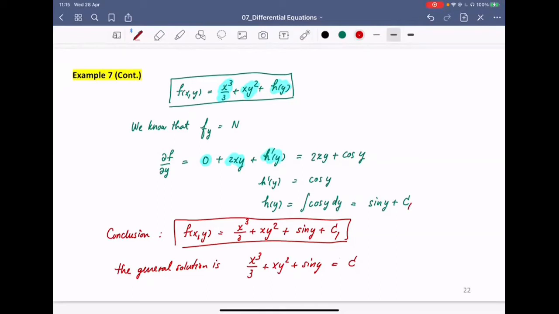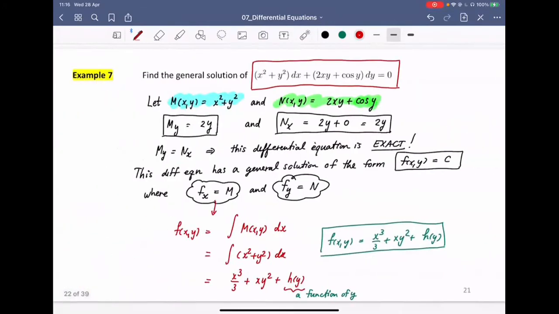This is how we solve the exact differential equation. By looking at this example, you can see that when you start the problem, you should first check if the differential equation is exact. Once you check that it is exact, you know that the general solution will be in this form, and then you just need to solve for that f.